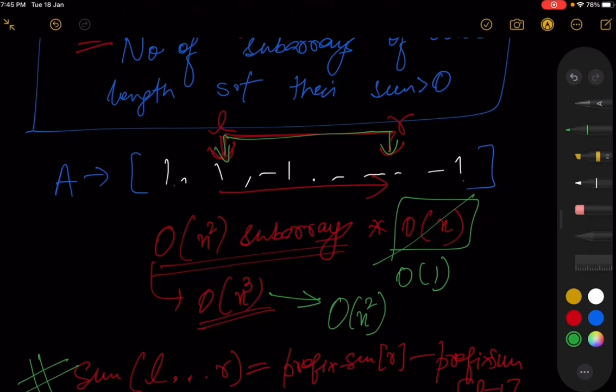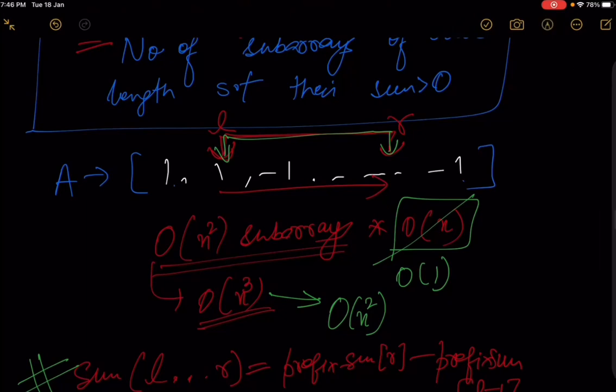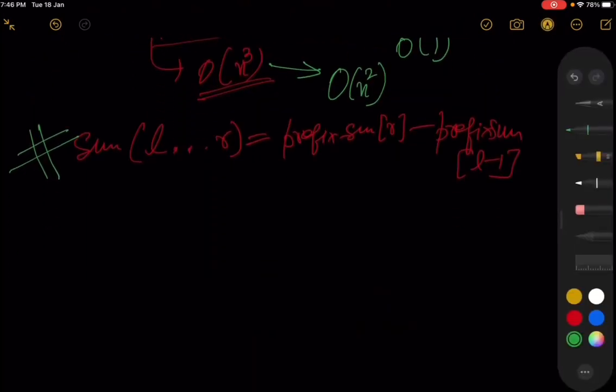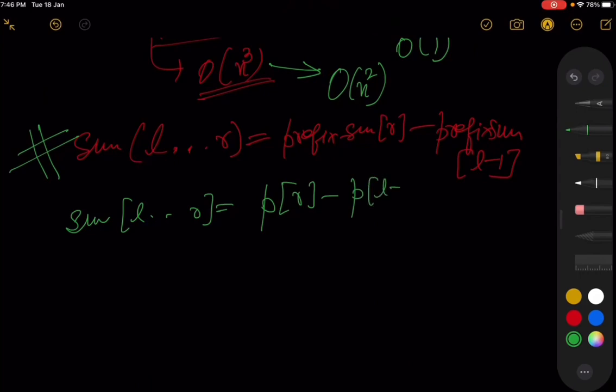But let us try to think if we can optimize it further or not. For optimizing it further we will simply extend the idea of prefix sum that we discussed now. We know that the sum of some range L to R is nothing but equal to prefix sum till R minus prefix sum till L minus 1, right? So I am writing P, and basically P will store the prefix sum.